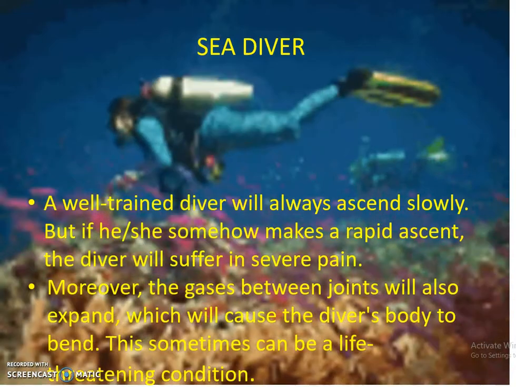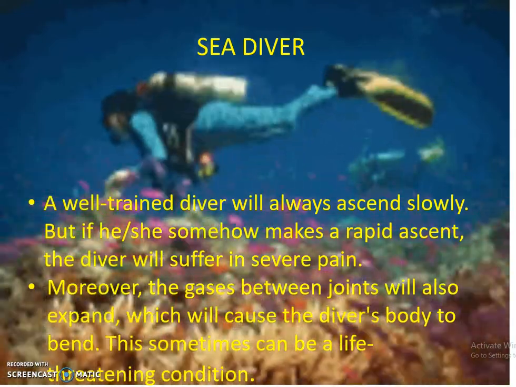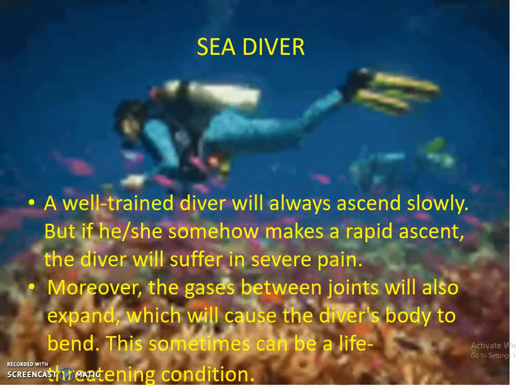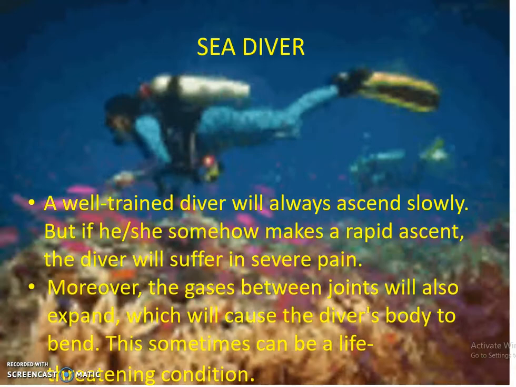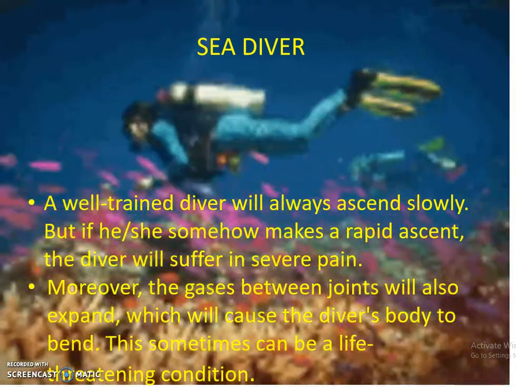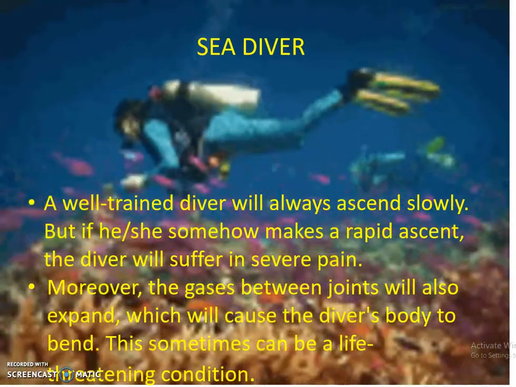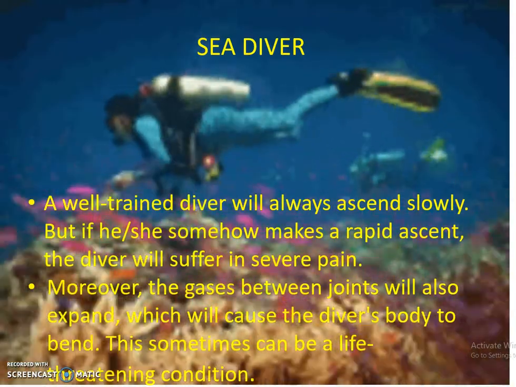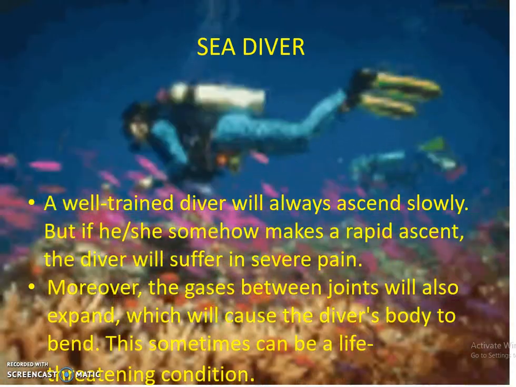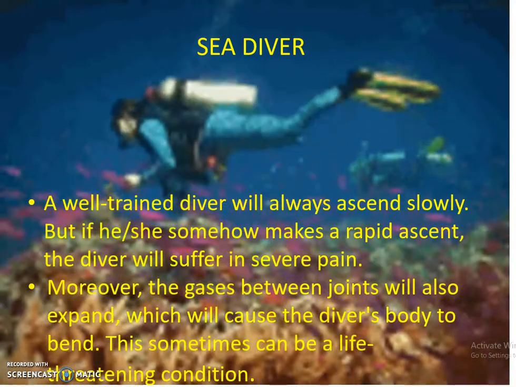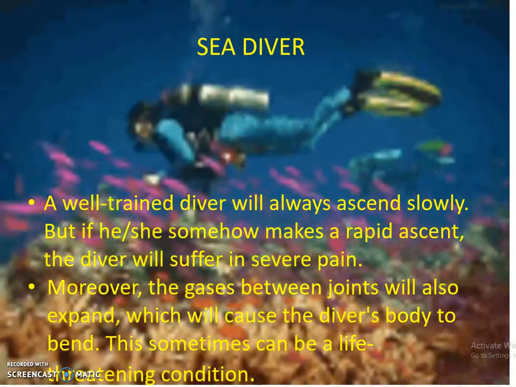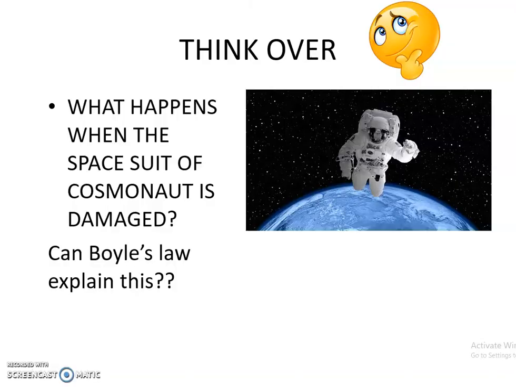So can you understand, students, how Boyle's law is operating in the sea divers? When the sea diver jumps very fast from the deep sea to the surface, what will happen? A sudden decrease in pressure will happen, and this sudden decrease in pressure is going to increase the volume. So all the gases are going to increase in volume. Suddenly there is going to be a collapse of the joints of the sea diver.